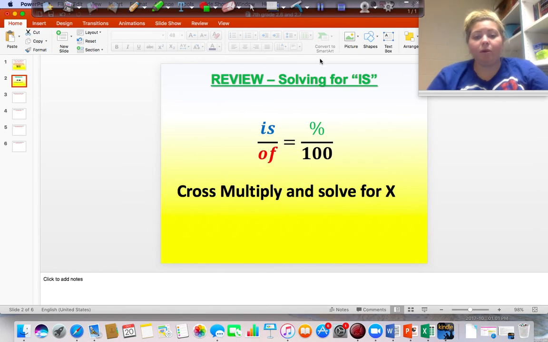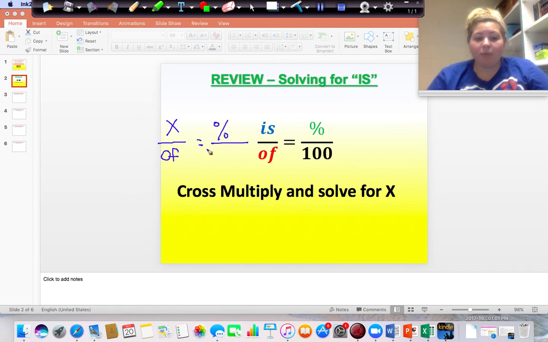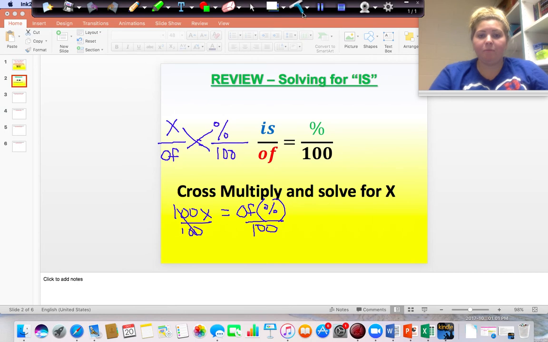To review, when we are solving for is, we will put the X in the top left where is goes. We will put of in the bottom left. Our percent goes in the top right, and 100 always goes in the bottom right. Cross multiply and then solve for X. When we cross multiply, we'll have 100 times X, which is 100X. You'll multiply your of times your percent, and then you'll divide both sides by 100. This cancels, and you're left with of times the percent divided by 100.